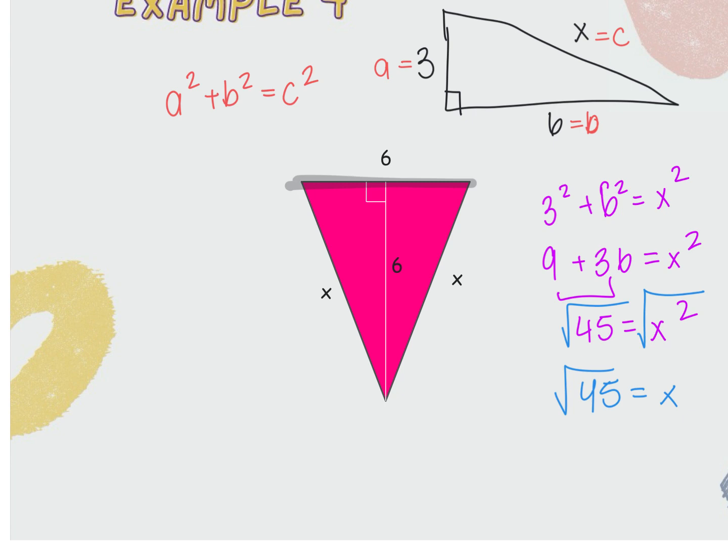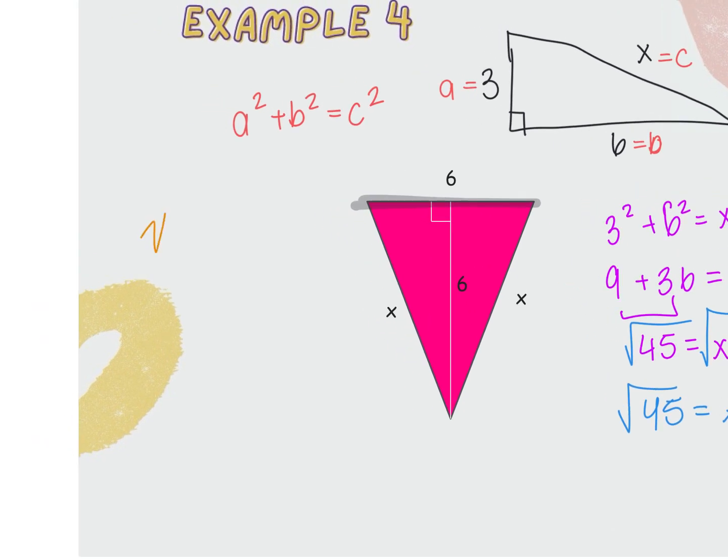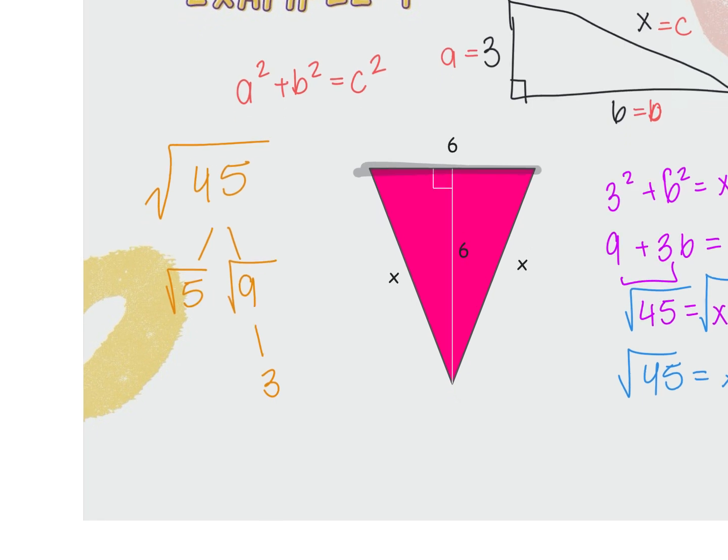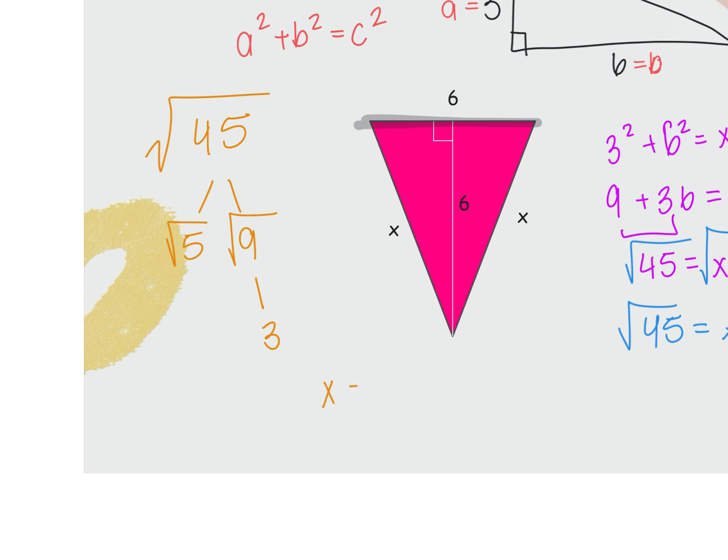I'm going to show you how to simplify it if you forgot. Radical 45. How can I simplify this? What am I going to use? 9 and 5. Are any of these perfect roots? Yes. 9 is a perfect root, and that's going to give me a 3. Can I simplify my 5 anymore? No. So your x should have equaled 3 radical 5, and you're done. Questions on this one?